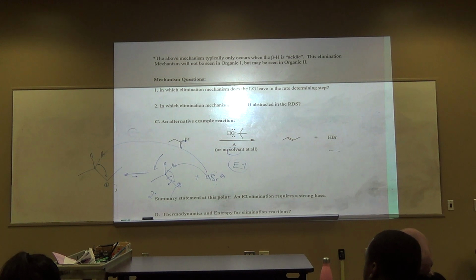If something is favored by entropy, will heat help? Yes, because in your Gibbs free energy equation, entropy is multiplied by what? T. Heat. And so if entropy is good, the more you can add heat and multiply it up, good. Heat favors the elimination.